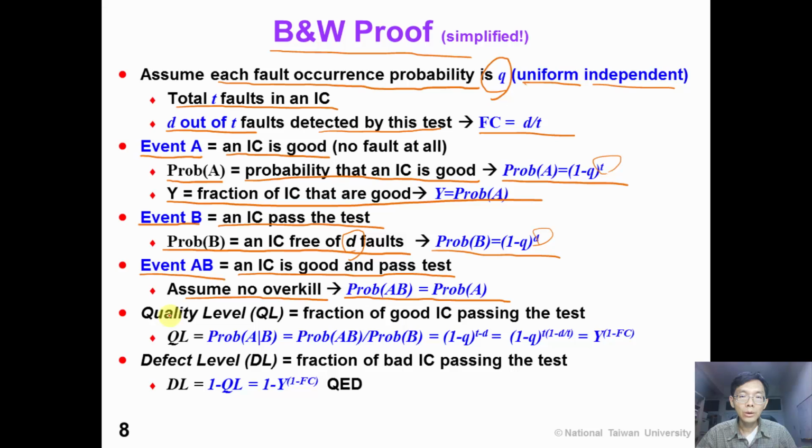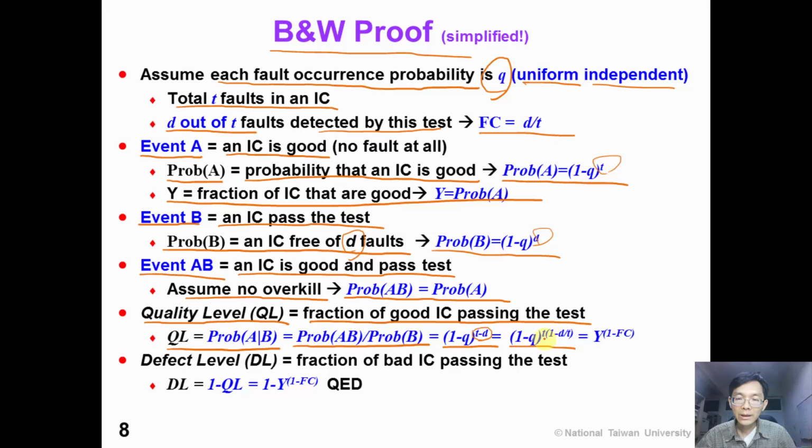By looking at all the above equations, we can now calculate the quality level QL, which represents the fraction of good IC passing the test. QL is the conditional probability of A given B. We can write this as probability AB over probability of B, which is (1 - Q)^(T - D).